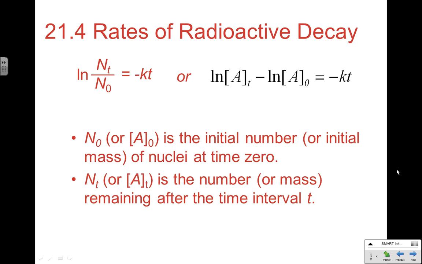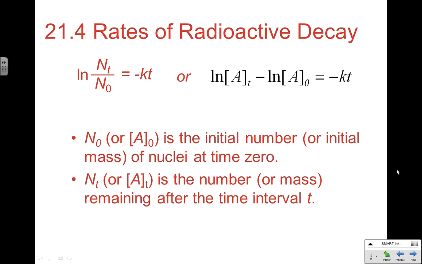So we started with 58 grams of cesium-137, and now we only have 42 grams of cesium-137 because it's decayed into other things, and that's how much of my sample's left. So the naught, the zero, is at time zero, so at the beginning, and then the t is at some time later.